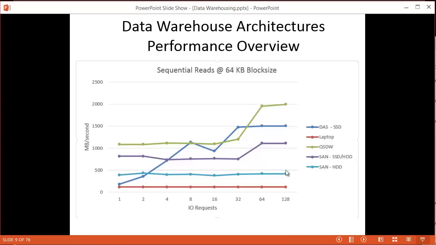And so I hope that can make an impact on how these different architectures perform together, and the importance of properly architecting these.